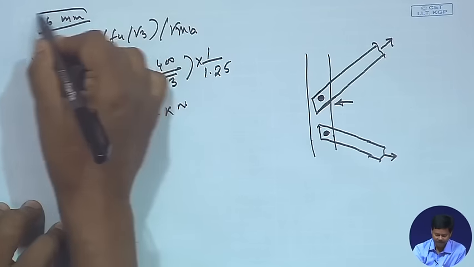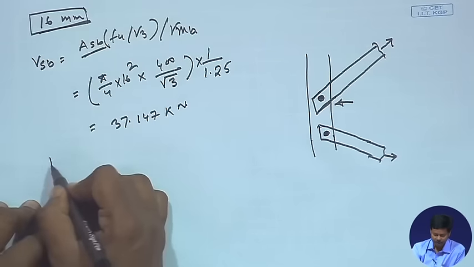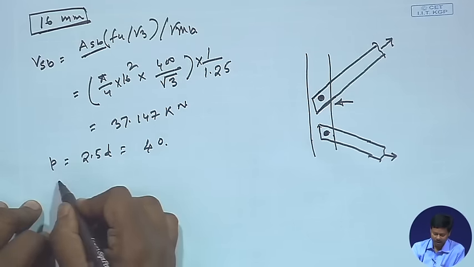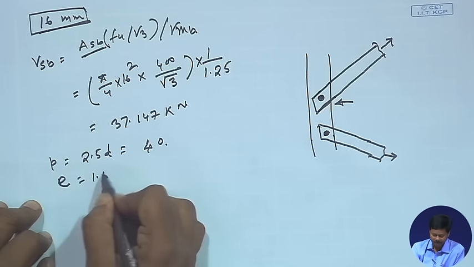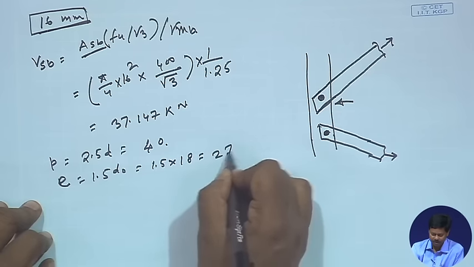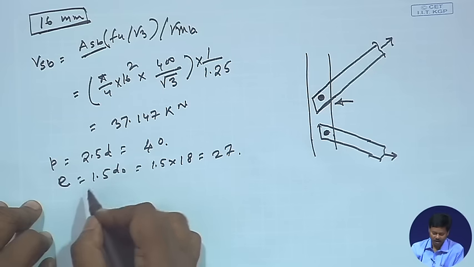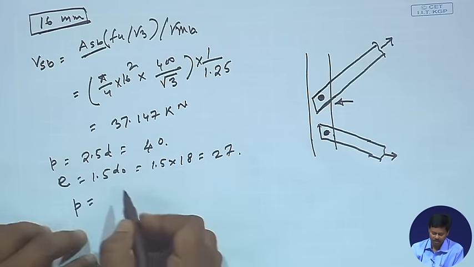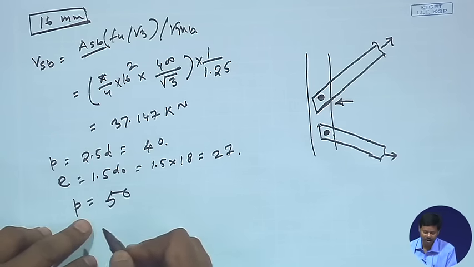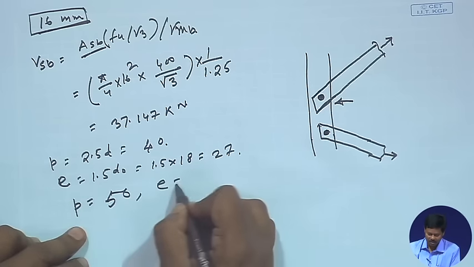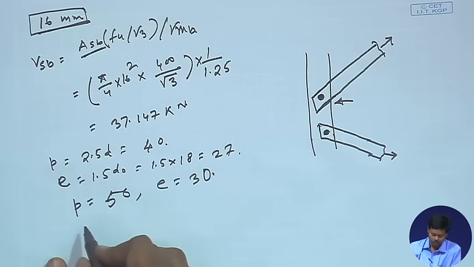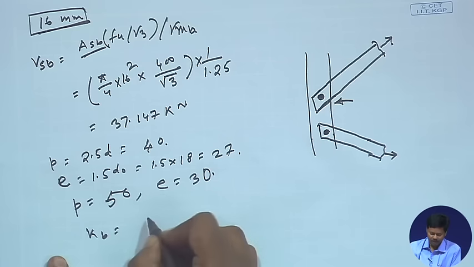Now, as we are using a 16 mm diameter bolt, I can assume the pitch as 2.5 D minimum pitch. So, it will be 40 mm minimum, and the edge distance will be 1.5 D0, that means 1.5 into 16 plus 2, that is 18, it will be 27. So, we can provide, say, pitch as 50 mm, we can increase it a little bit, and say E as 30 mm, right.